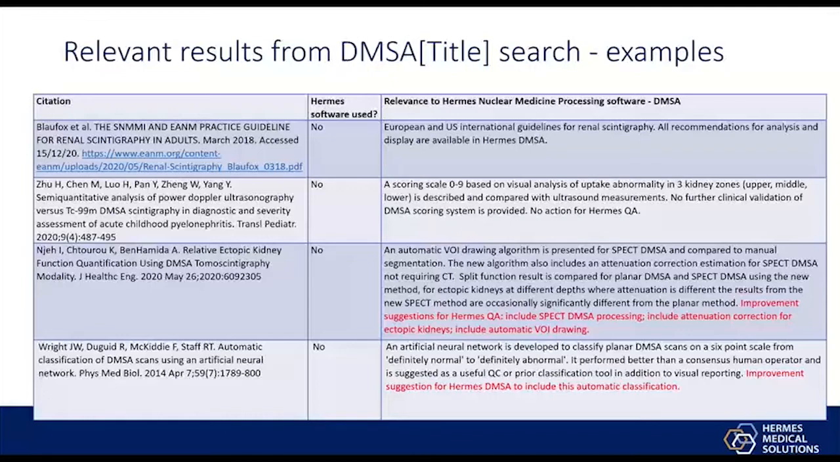And then we've got an example here of a really interesting paper from a pretty unknown physicist, actually. This is Jamie Wright from Glasgow. Nobody's heard of him, but they use an artificial neural network developed to classify planar DMSA on a 6-point scale from definitely normal to definitely abnormal. And it performed better than a consensus human operator, and is suggested as a useful QC or classification tool for visitor reporting. So this is really exciting. Let's have a look at this.